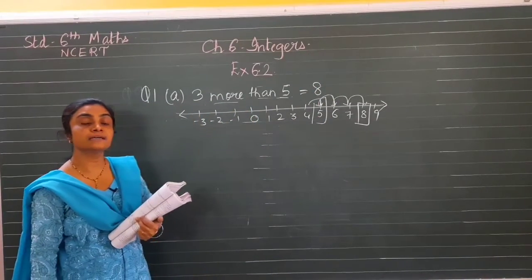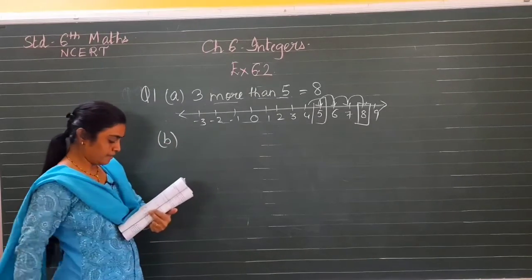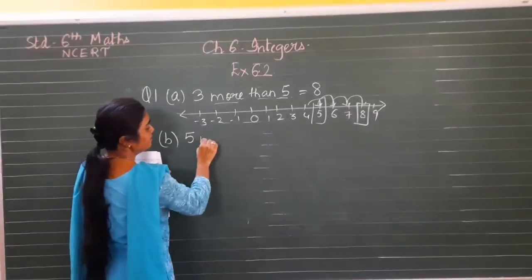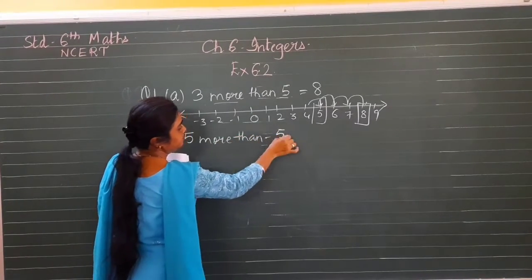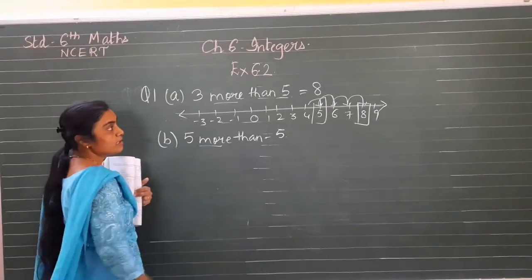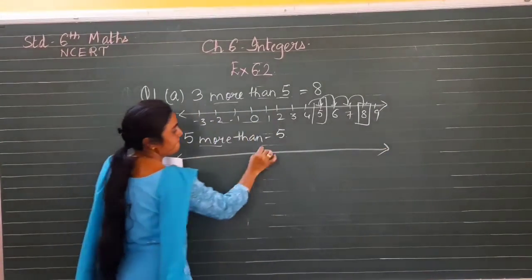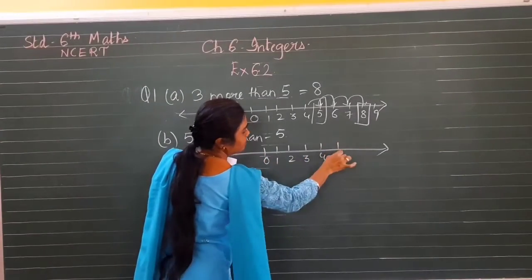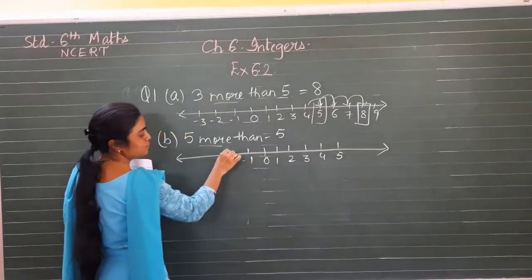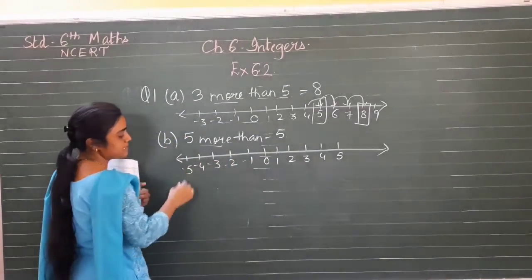Now let us see the B1. 5 more than minus 5. Again the word is more, so we will go towards the right side. 0, 1, 2, 3, 4, 5. Minus 1, minus 2, minus 3, minus 4, minus 5.